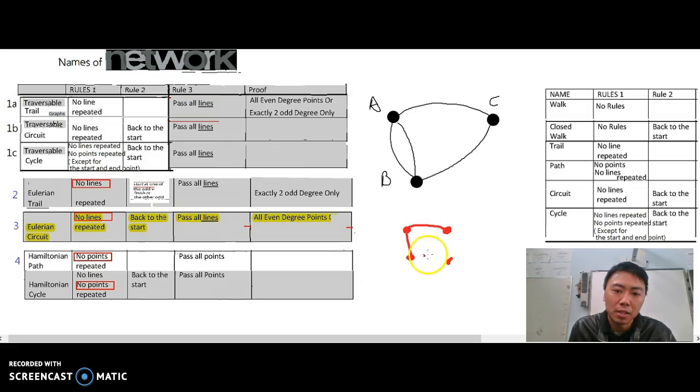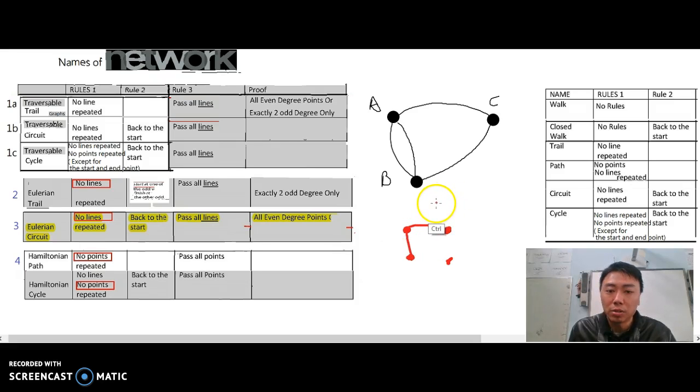All the points are even. 2 lines touching it, 2 lines touching it, 2 lines touching it. This is also a transversal graph. Instead of going through the lines, I can just look at the points to decide whether it's transversal.